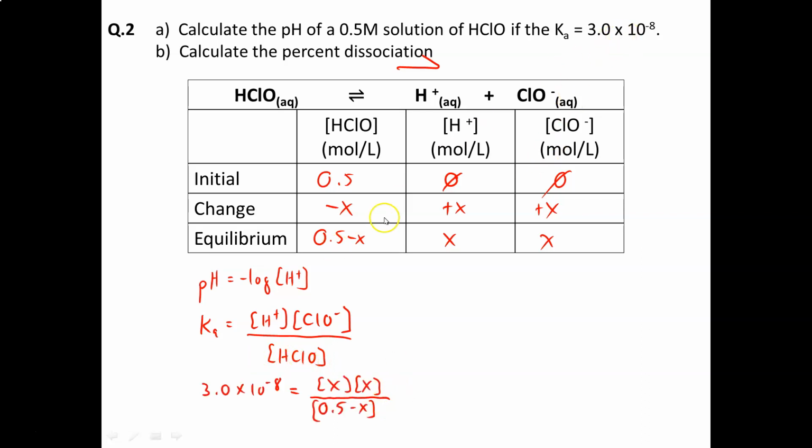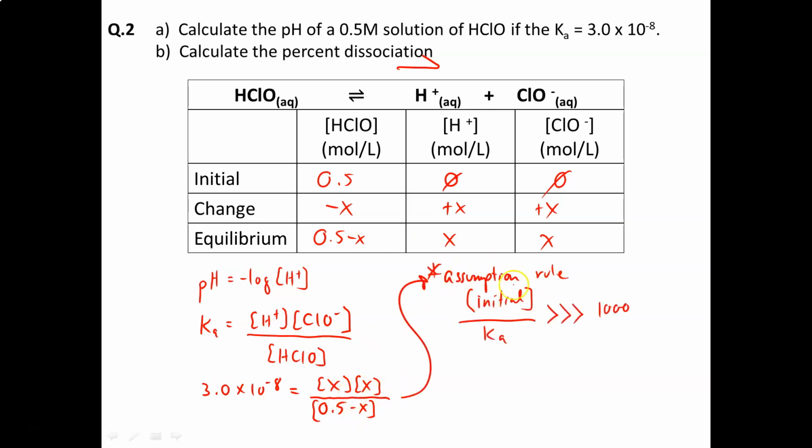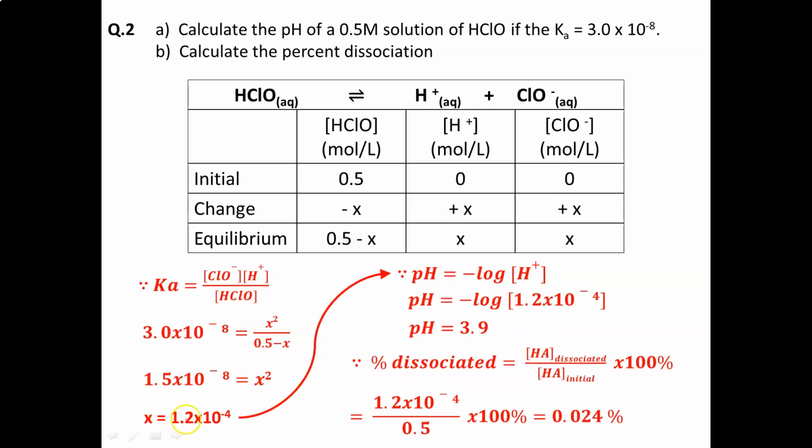I can then substitute the values into the equation and solve for X. Now I'm going to use the assumption rule to simplify the equation, make it easier for me to calculate. If you recall the assumption rule, take the initial concentration, divide it by the Ka value. If the number is much greater than 1,000, that means X is negligible. So 0.5 minus a negligible number might as well be 0.5, which simplifies my equation into this, where I take away the X. Once I solve for X, which equals 1.2 times 10 to the power negative 4, I can then punch in the X value into the pH equation, and I can get a pH of 3.9.